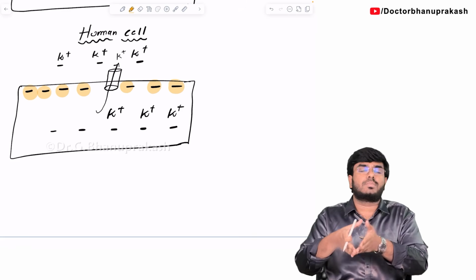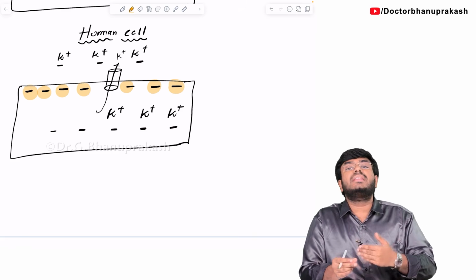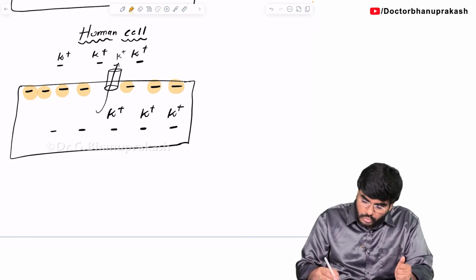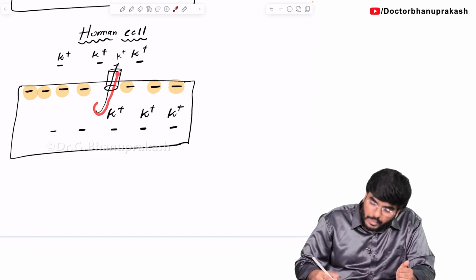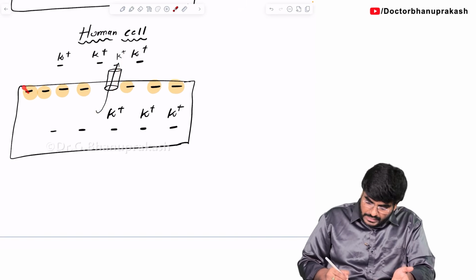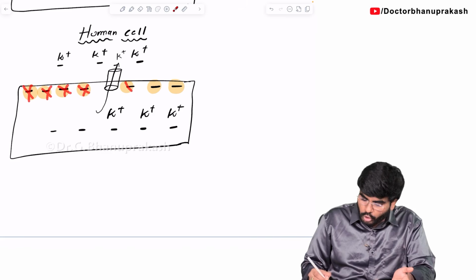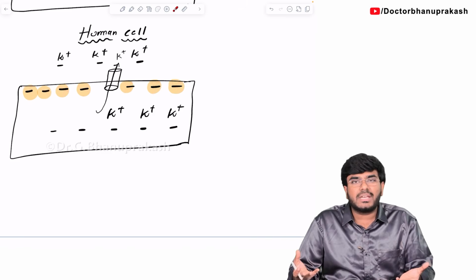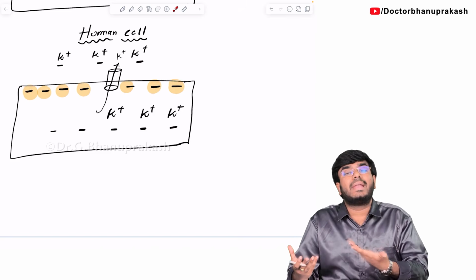They are leaky potassium channels. They are not letting the other negative charges go out. As the membrane is selectively permeable, potassium is going out and the negative charges are not allowed to go out. So the cell is becoming rich in negative charges, and the cell is going to become more negative.